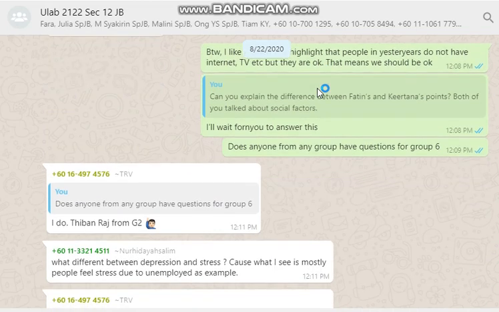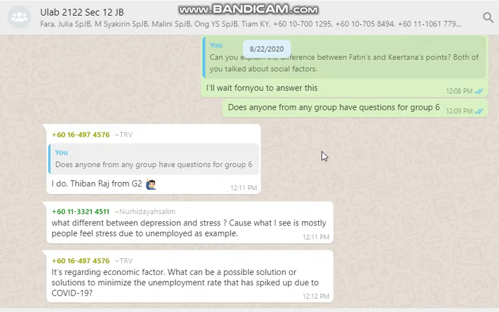And I also asked the students from different groups to ask questions. There's a Q&A session. So I said, does anyone from any group have questions for group 6? Tiban Raj from group 2 raised his hand. So cute kan, you have this, we call it emoticon, right? But unfortunately Nur Hidayah Salim asked a question before Tiban.